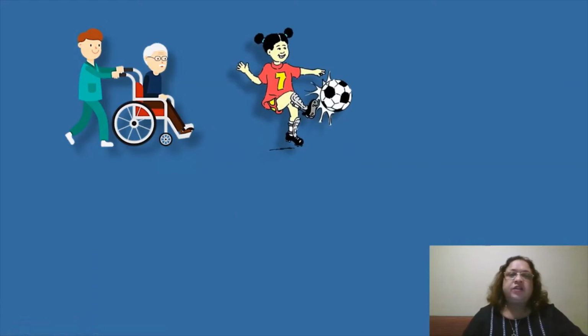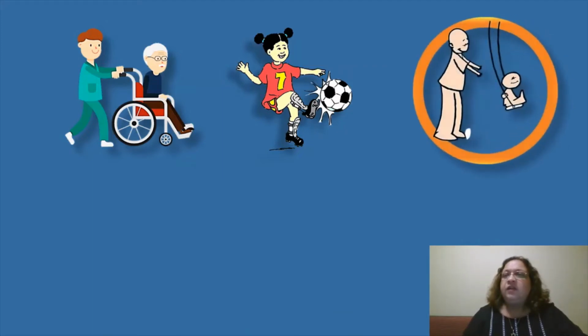What do we see in this picture? The attendant in a hospital. He is pushing an elderly person on a wheelchair. Whereas in the next picture, you can see that this little girl is kicking a ball. And here we can see this gentleman pulling the child on the swing and pushing. So there are two actions of pulling and pushing. In the first picture, the wheelchair is being pushed, and in the next picture, the ball is being kicked.